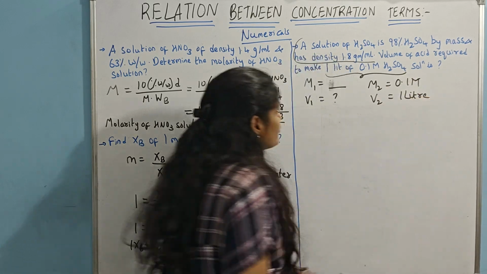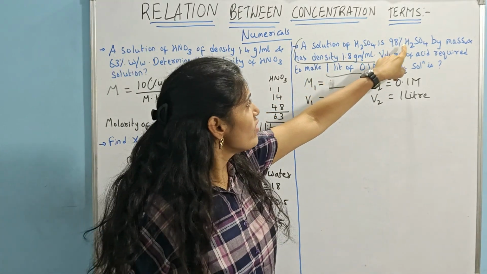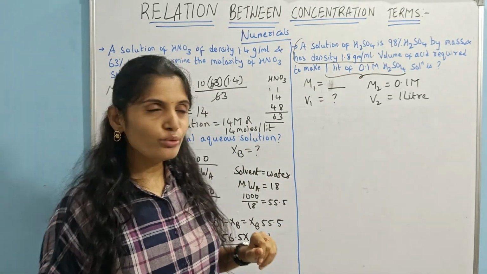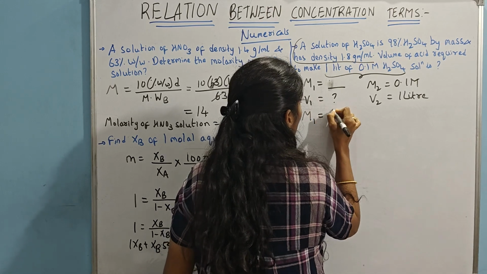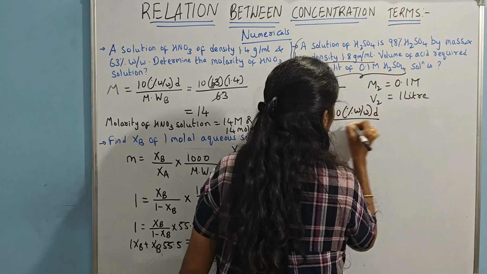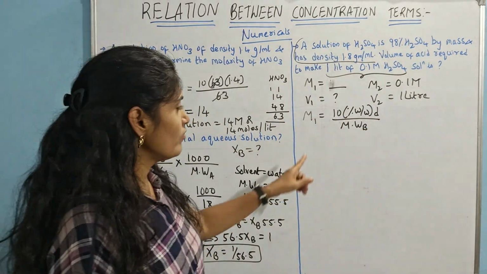Okay, first let me calculate M1 using the information I have. I have percentage weight by weight and density. So which formula of molarity can I use here? I can use this formula: molarity is equal to 10 into percentage weight by weight into density, divided by molecular weight of the solute.